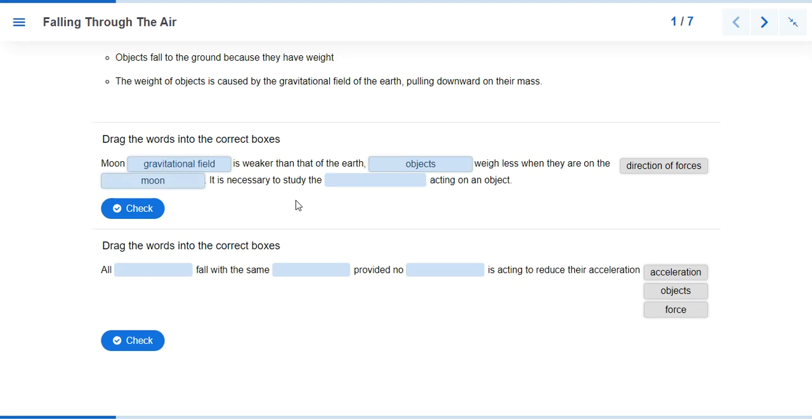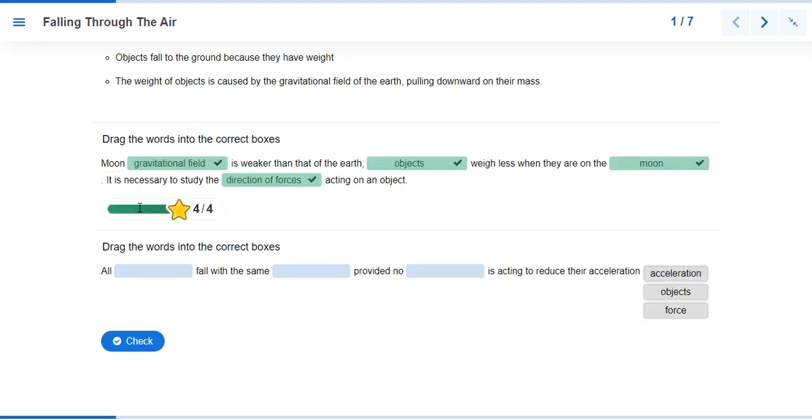It is necessary to study the direction of forces acting on an object. So let's check. That is it, correct.